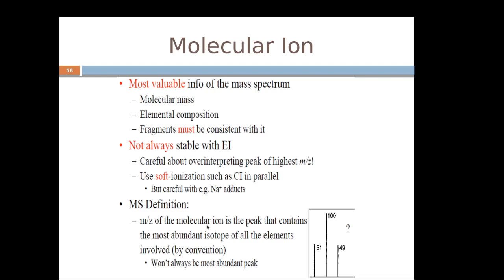And the molecular ion species is the one for which the m/z ratio is the peak that contains the most abundant isotope of all the elements involved. That is a convention. The m/z ratio of the molecular ion peak is the one that contains the most abundant isotope of all the elements involved.